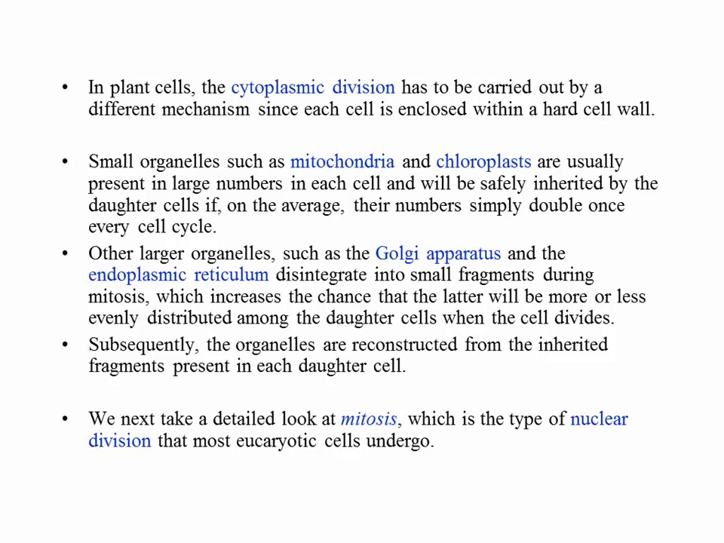So we are next going to take a detailed look at mitosis, which is the type of nuclear division that most eukaryotic cells undergo. This is the kind of cell division that all somatic cells, that means all cells in the body, undergo. The cells that give rise to the egg and sperm undergo a different kind of cell division, called meiosis, which I will talk about towards the end of this chapter.